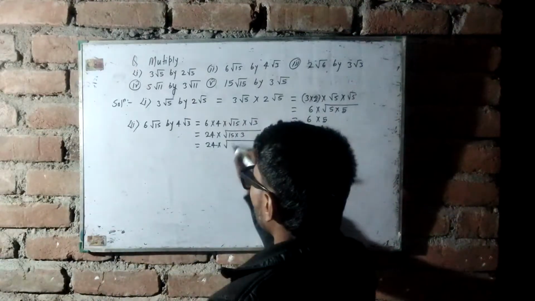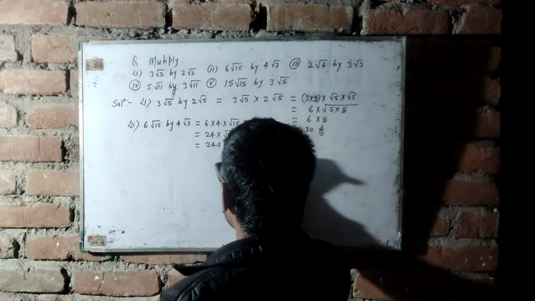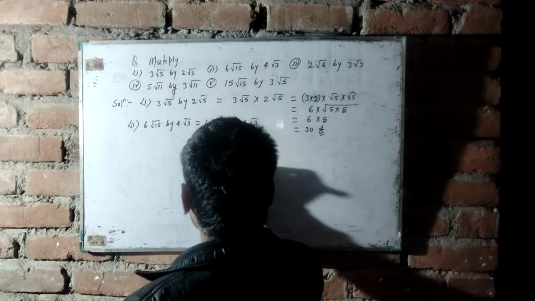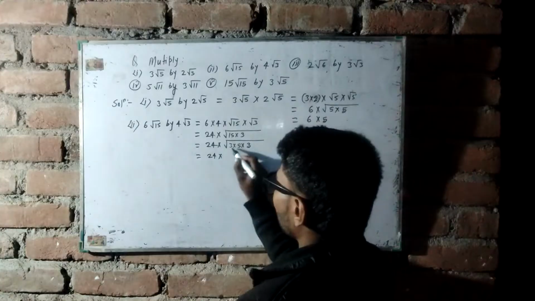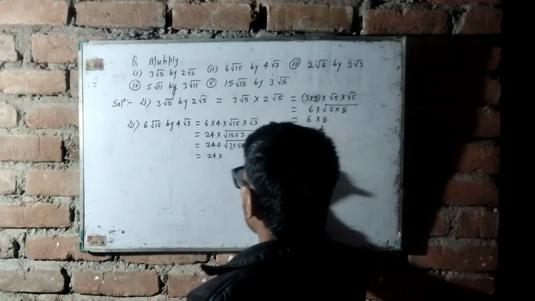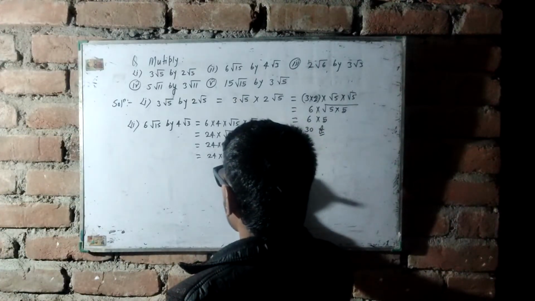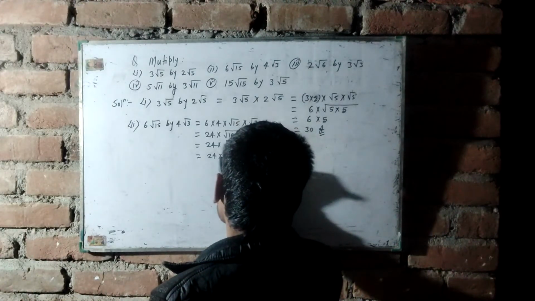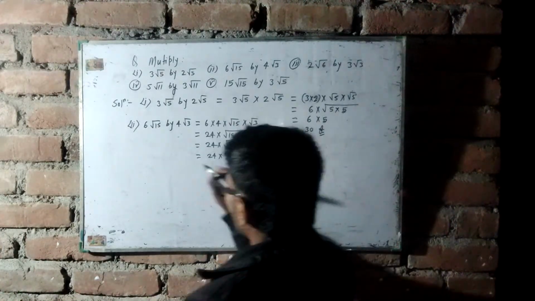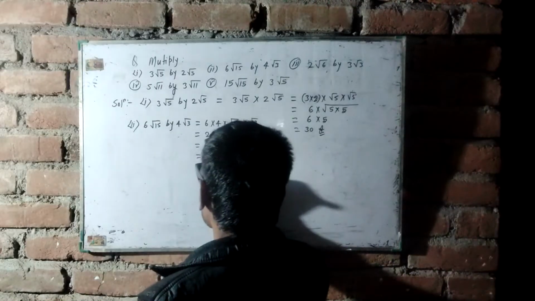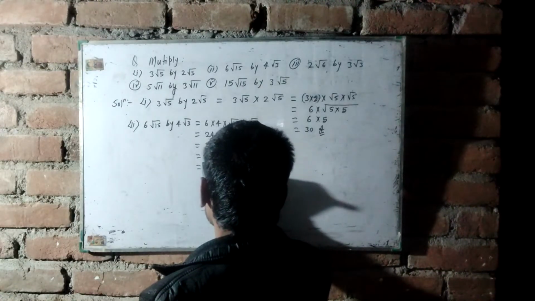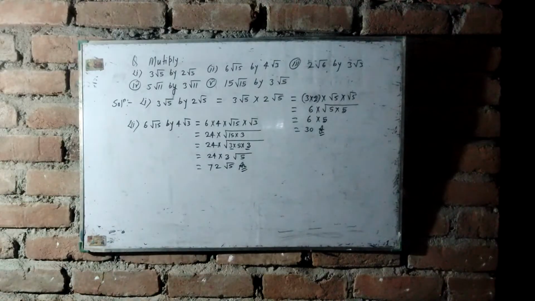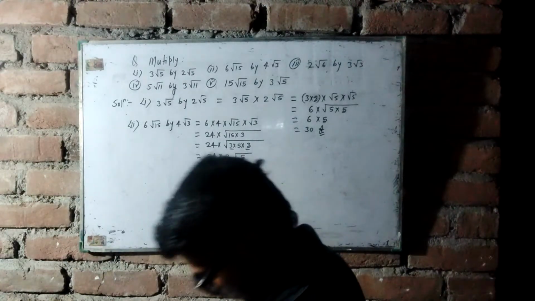You can write 15 as 3 fives are 15. Okay, so now you can write 24 into, here you can see 3 makes pair, so we can write 3 and the rest part under root 5. So it will be 72 under root 5. Sorry, this will be the required answer.